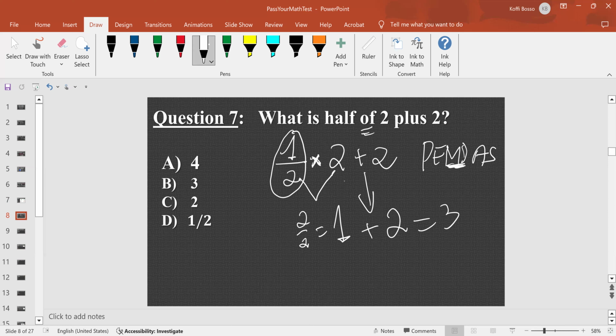So the correct choice here is B. Another way to do this is to use a calculator. But you have to understand that half of means 1 over 2 or 0.5. If you use 0.5, you're going to get the same thing, multiplied by 2 plus 2. If you do that with a calculator, you see that the answer will be 3. Question number 8.